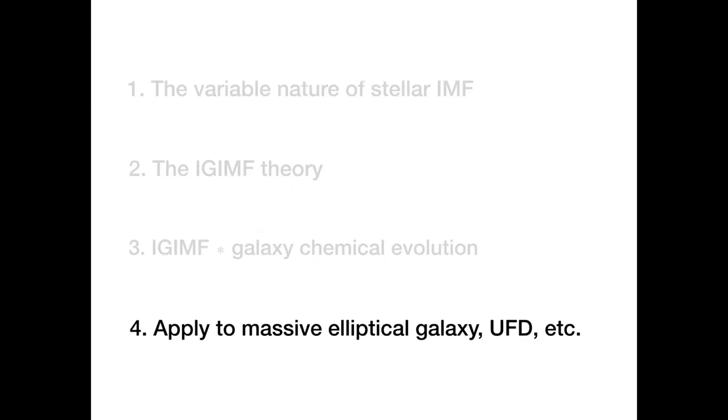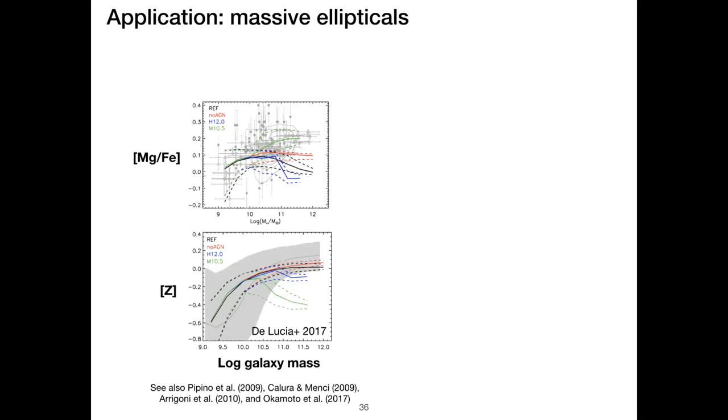Now we can apply it to different systems. I will talk about the ellipticals first. So here I show the observation of the abundance ratio, magnesium over iron, and the total metallicity as a function of galaxy mass. So for high mass ellipticals, they are more metal rich and more alpha enhanced.